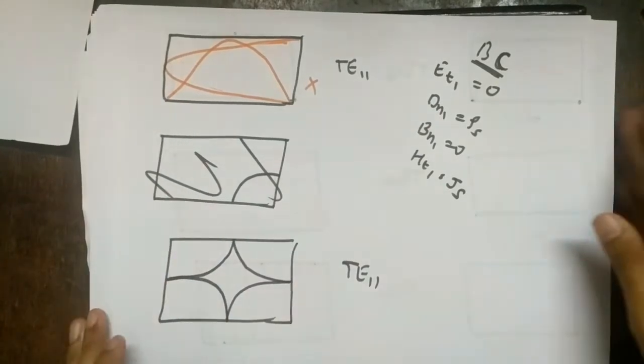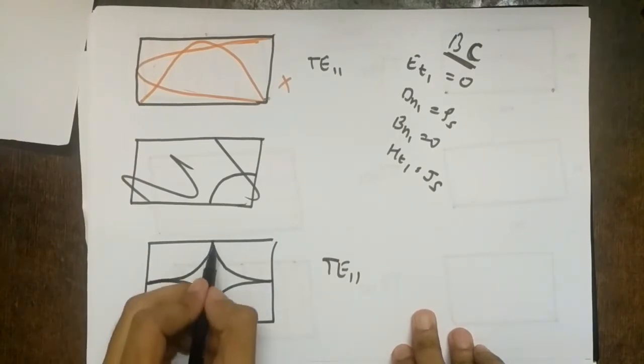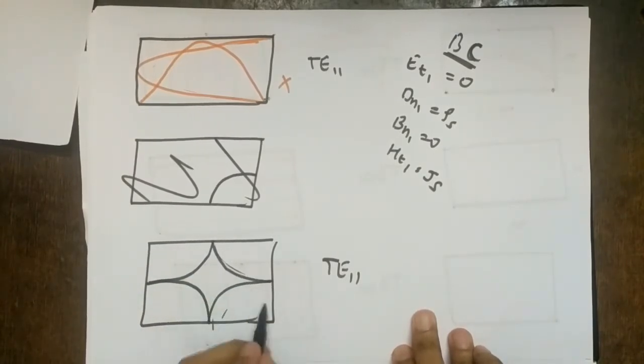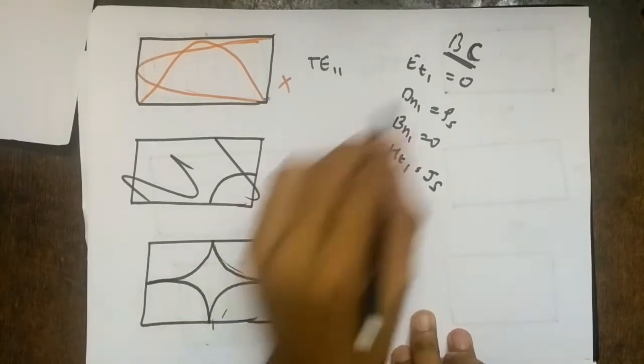But the boundary condition should also be satisfied, right? But what is happening here? This is one quarter cycle, this is one quarter cycle. So this is one half cycle now, half plus half. So one quarter, half cycle, right? The conditions are satisfied in all the directions. Fine. But are the boundary conditions satisfied?